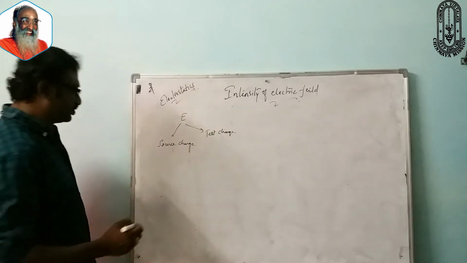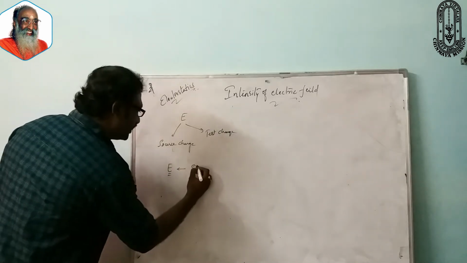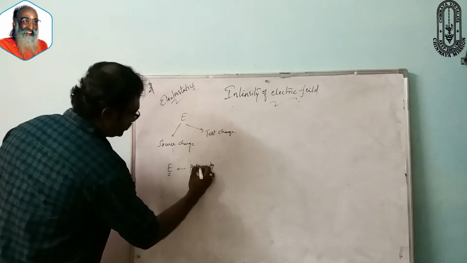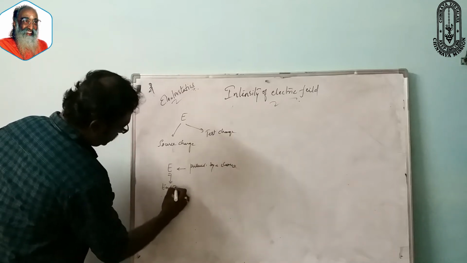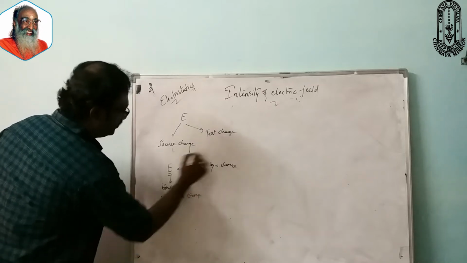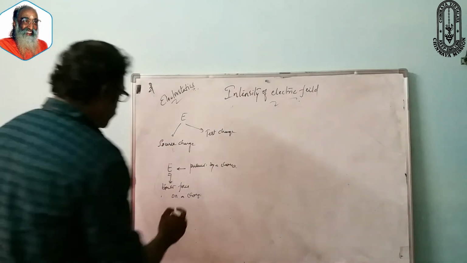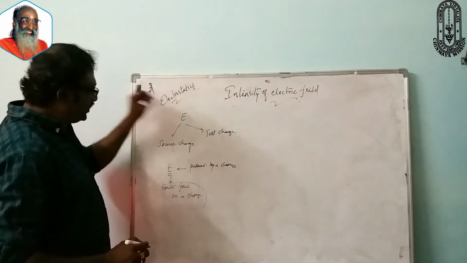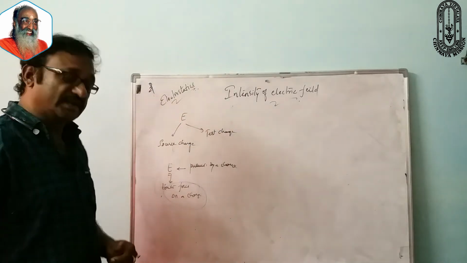Already in the earlier class I told you E is exerted by a charge or produced by a charge, and E exerts force on a charge. The same thing I'm mentioning here in this form. E consists of two types of charges. One is the source charge, the other one is the test charge.